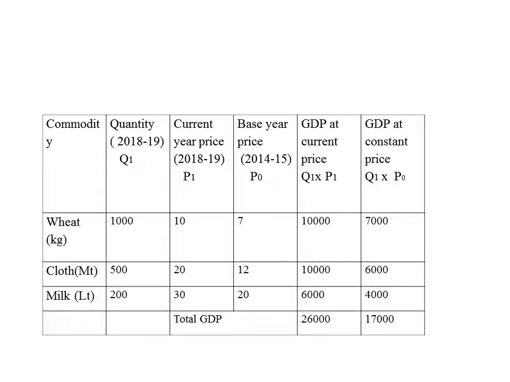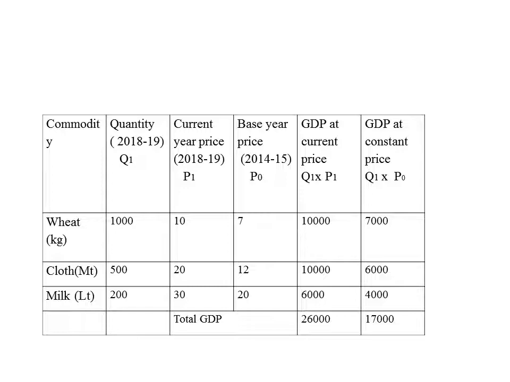Let's see the example. Current year quantity is given in this example. Current year price 2018-19 and base year price 2014-15 is given. Now we will calculate GDP at current prices.